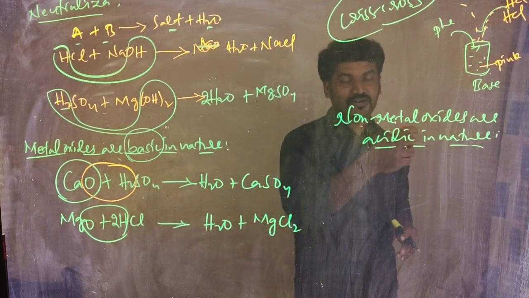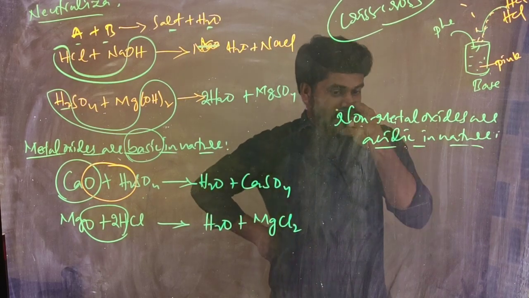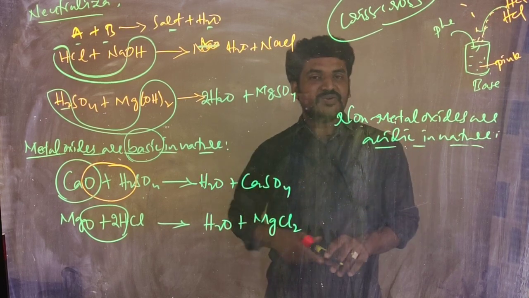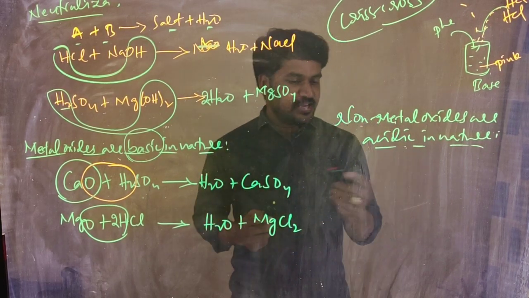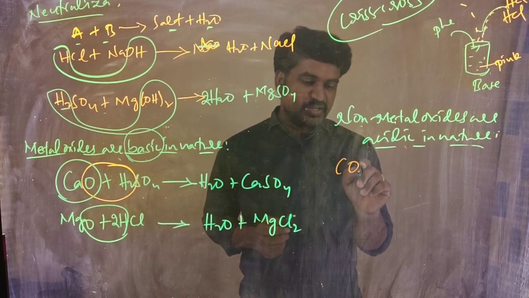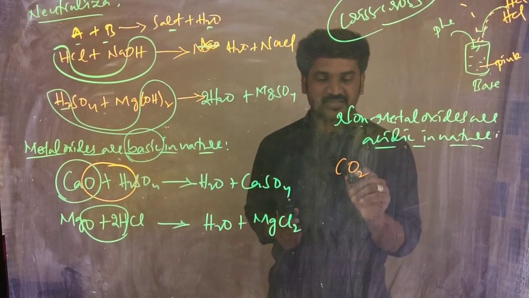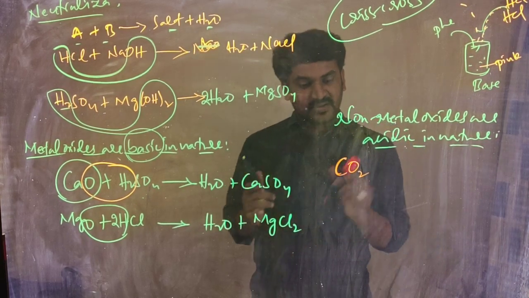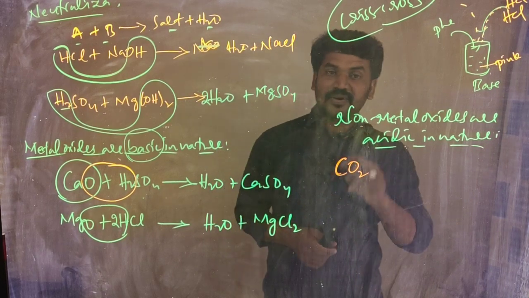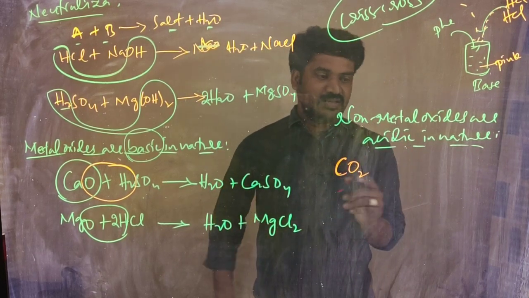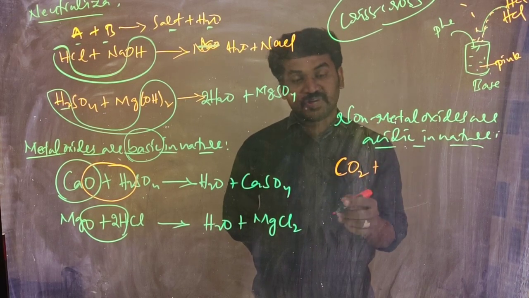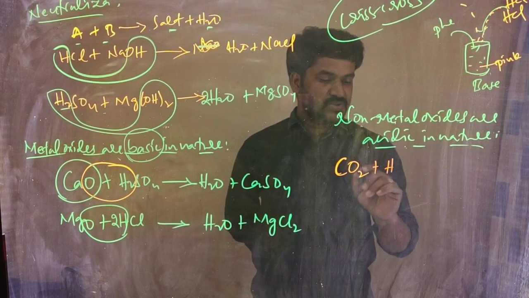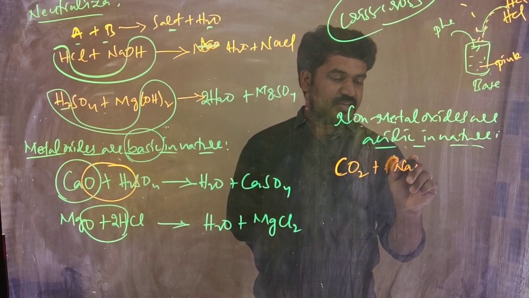What are we discussing now? Non-metal oxides, right? So non-metal oxides are acidic in nature. They are giving the information and asking us to prove it. So we need to take a non-metal oxide. I am taking a non-metal oxide here, like CO2. Carbon dioxide is a non-metal oxide, because carbon is a non-metal. And it is reacting with a base. So we'll take a base like NaOH, right?